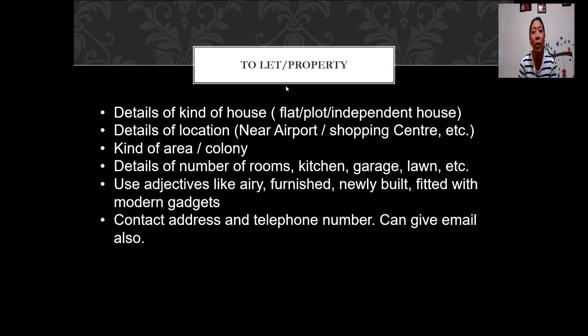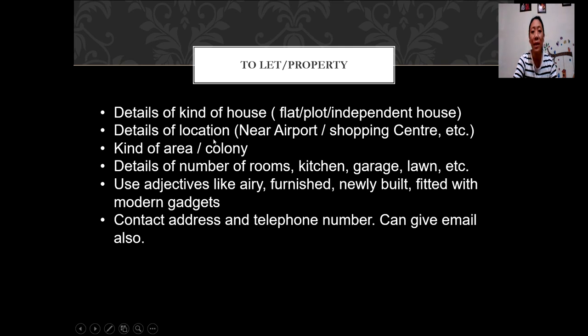So when you are asked to write such a question in your examination, do remember that you are required to use these details. All right. So, details of the kind of house. What kind of house are you owning? Is it a flat? Is it a plot? Or is it an independent house? Independent means you are the rightful owner of the house. The house really belongs to you.